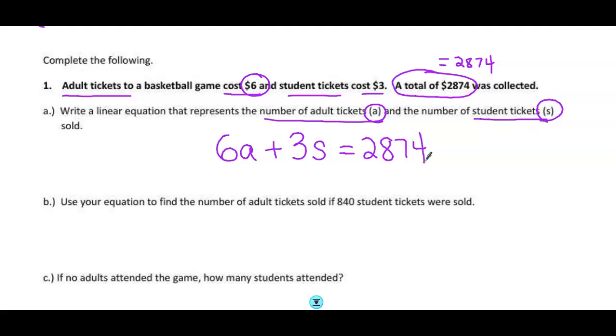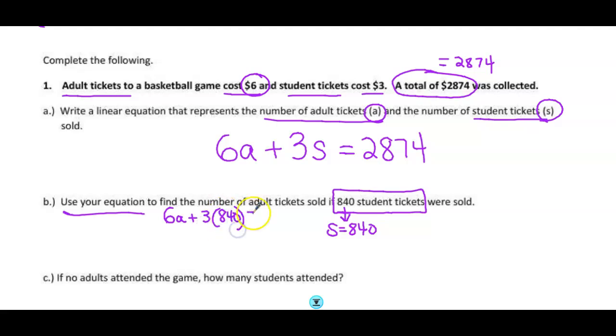Now you still need to remember that adult tickets are A, the number of them, and the number of student tickets is S, because you go to letter B, it says use your equation to find the number of adult tickets sold if 840 student tickets. So you have to say to yourself, okay, this is S, and S is 840. So just like before, we're going to put that in your equation. So this is 6A plus 3 times 840 equals 2,874.